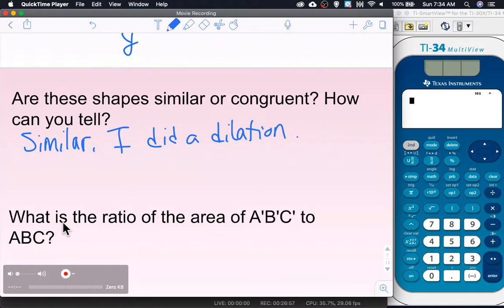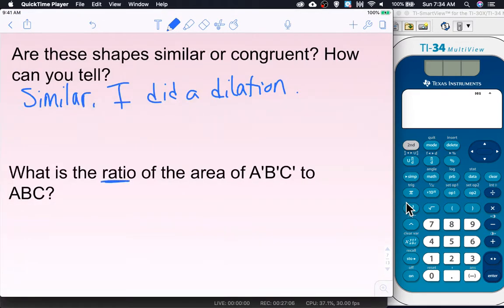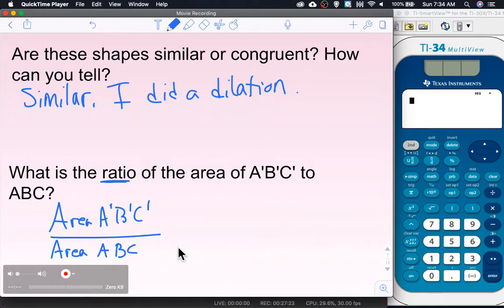What is the ratio of the area of A prime, B prime, C prime to ABC? So, in case you forgot, ratio, a lot of times we write that as a fraction. So I'm going to do a fraction. I want the ratio of the area of A prime, B prime, C prime over the area of A, B, C. So this is kind of like setting up my ratio. Those are the numbers I want to find.